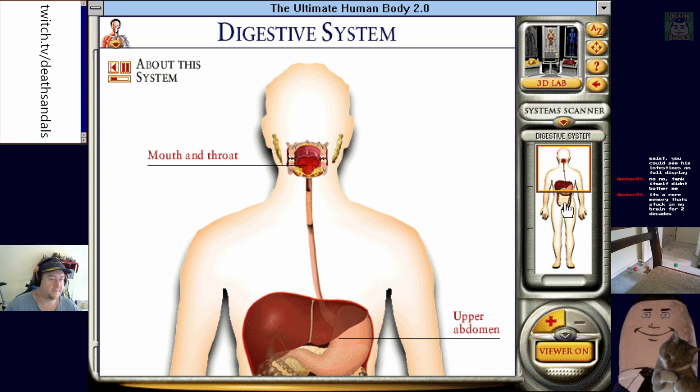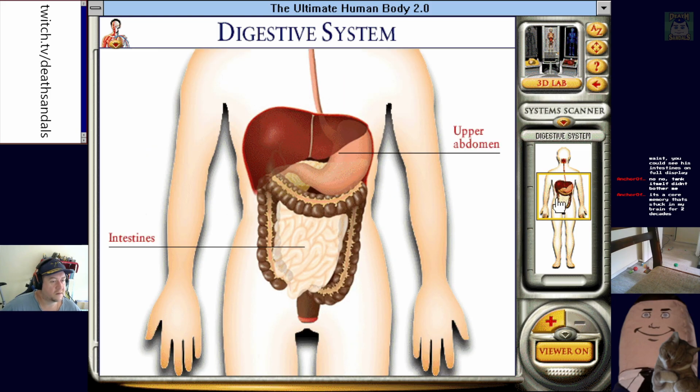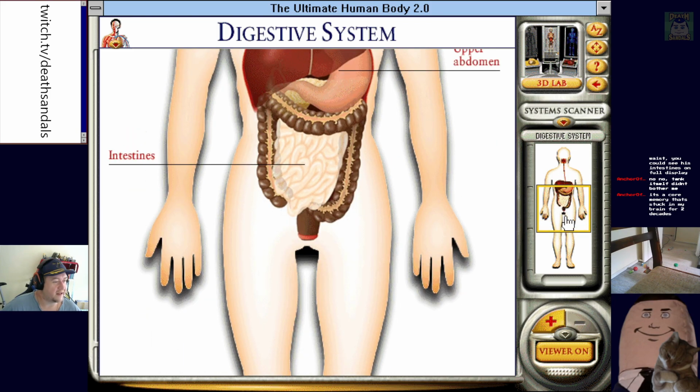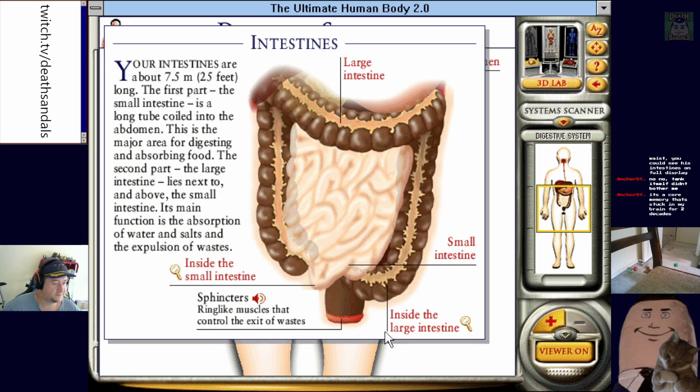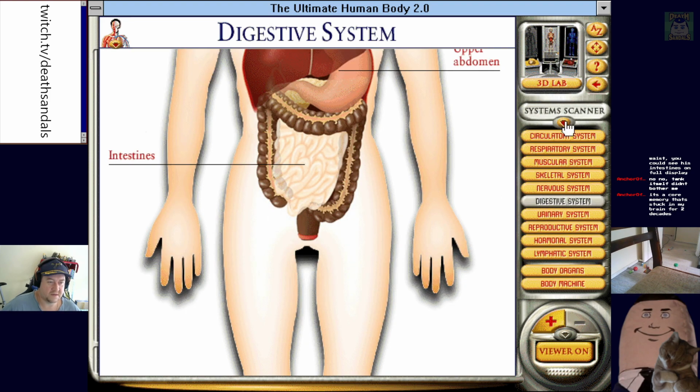Known as the liver, the gallbladder, and the pancreas. This system breaks down food into simple substances. All right, yeah, I guess we get that. There's a butthole. Intestines. Sphincters. Oh, that's all it tells you. Just sphincter. Yeah, righto. So what other systems we got?